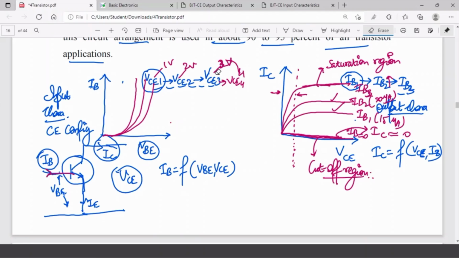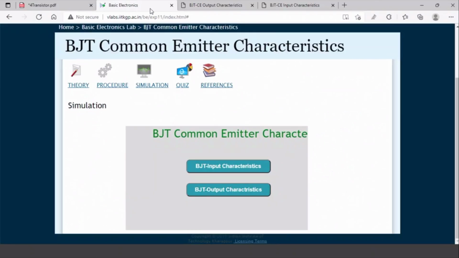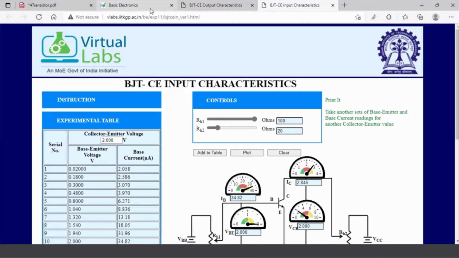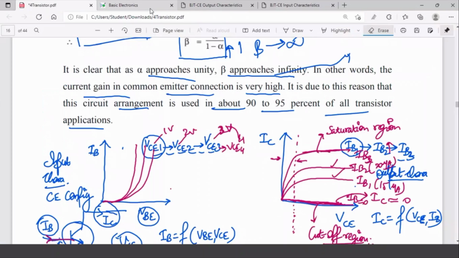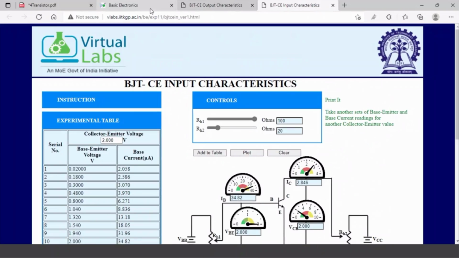Yeah. So in this experiment, this is about this experiment. I have shown you on the virtual lab platform. You need to implement this later on your own system. The input characteristics as well as the output characteristics. This is output and this is input characteristics. So I believe you have understood how to do this on the virtual lab platform.